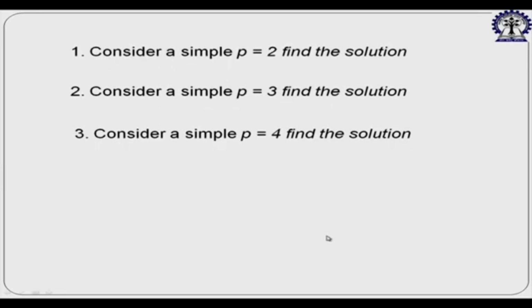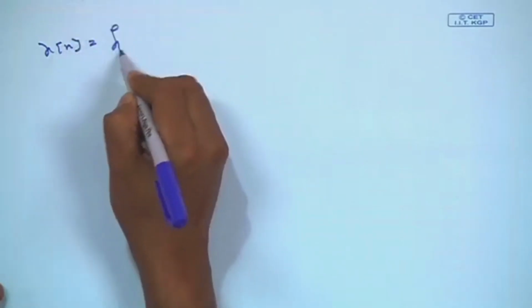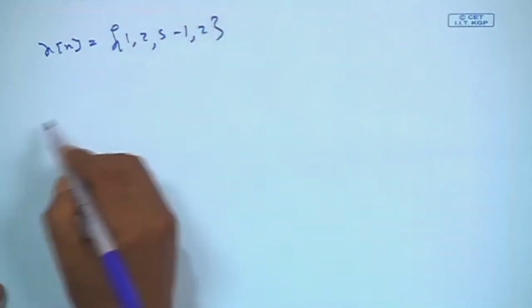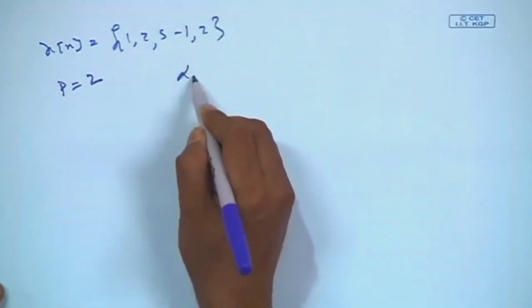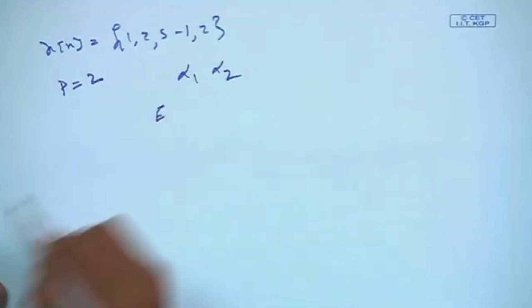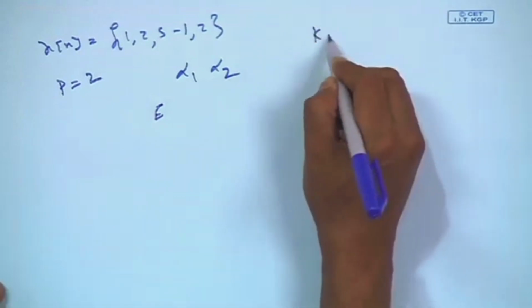Then that is the task I have given. Consider a sample, second order, p is equal to 2, and find the solution. Let x n be, not a speech signal, let us say 1, 2, 5, minus 1, 2 like that. For p equal to 2, find alpha 1 and alpha 2 and find the autocorrelation error E. Okay, so you can find k 1, k 2.